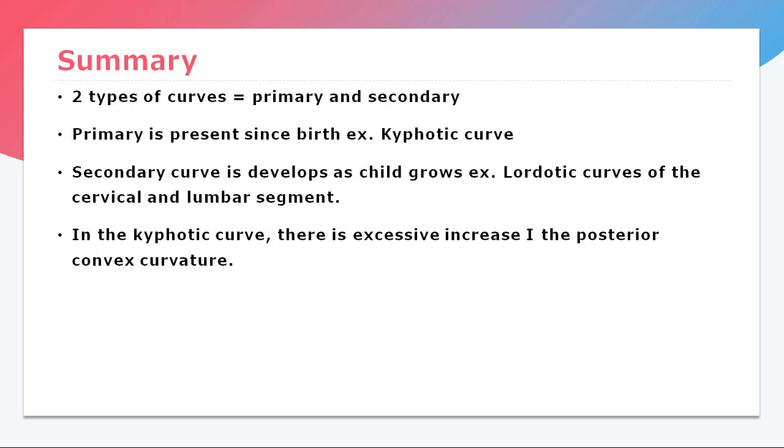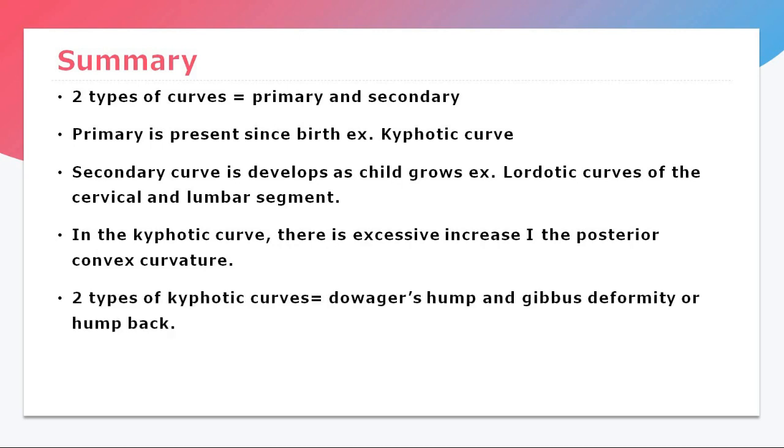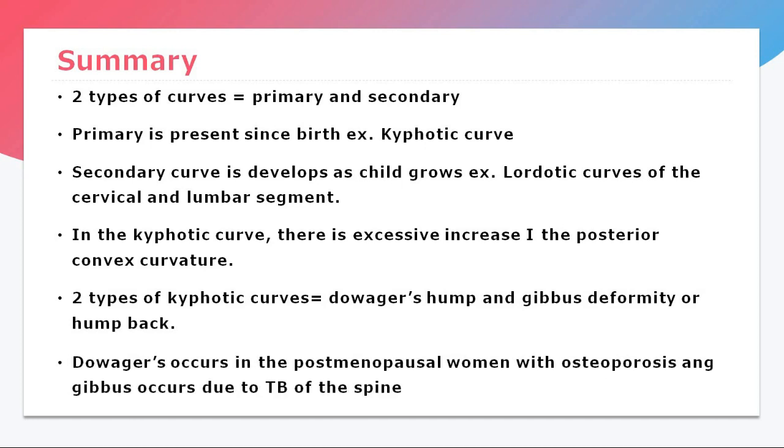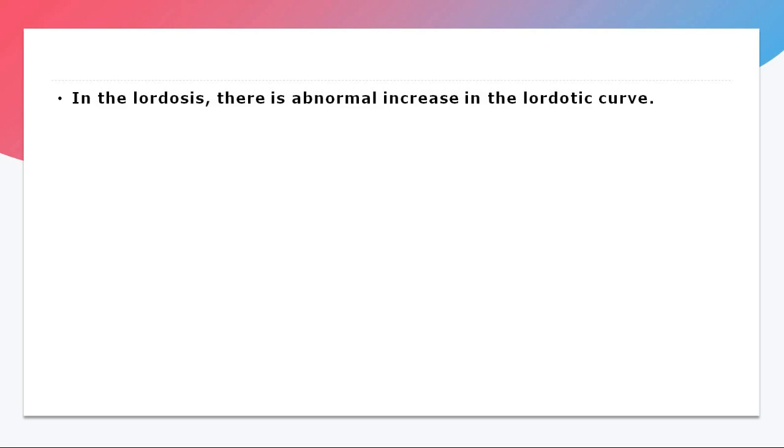There are two types of kyphotic curves we can see: Dowager's hump, which involves the whole spine, and gibbous deformity, which occurs in a specific segment of the spine. Dowager's hump deformity occurs in postmenopausal women with osteoporosis, and gibbous deformity occurs due to TB of the spine. In lordosis, there is an abnormal increase in the lordotic curve.